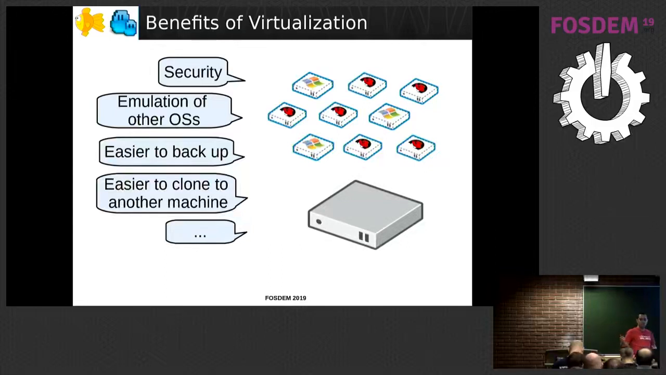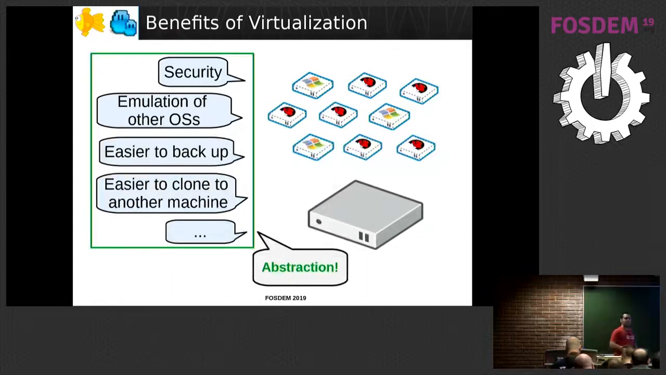Just to name a few, the additional isolation level we get from virtual machines provides us with better security. We can emulate operating systems that are different than the base operating system installed on the host. It makes our applications easier to back up and move across physical hosts, and so on. When we think about those benefits, we see that they stem from the additional abstraction level virtual machines provide on top of the base operating system.